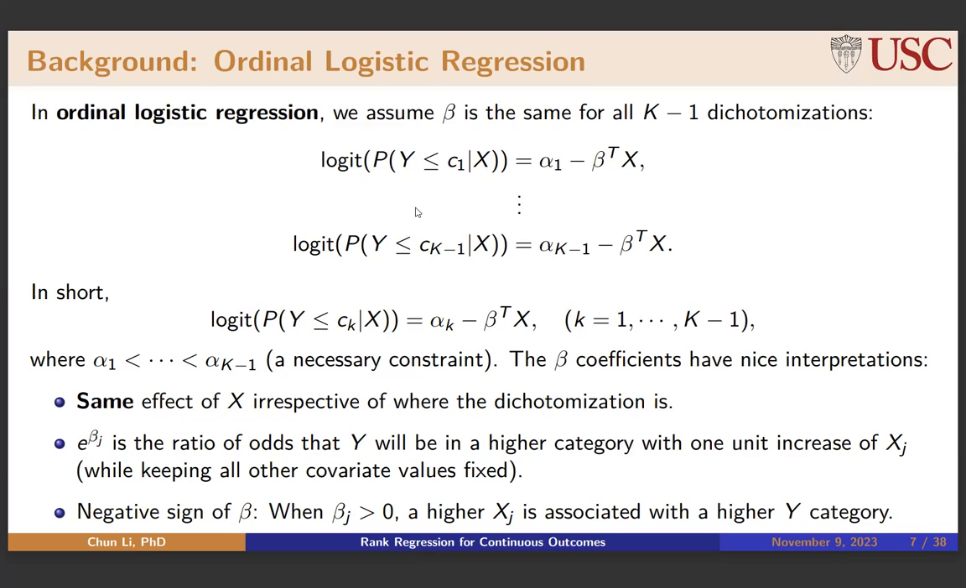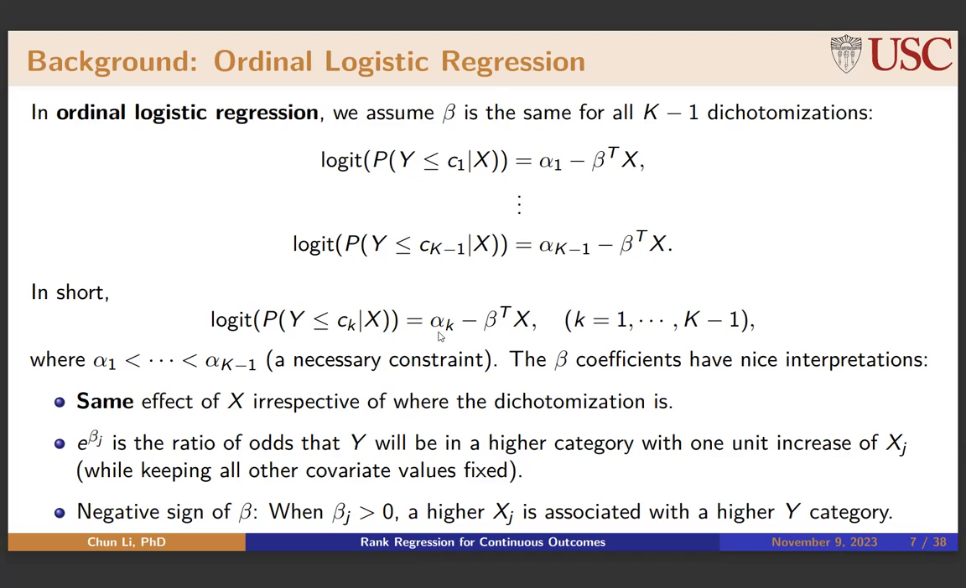So this is called ordinal logistic regression. Here, we still essentially consider K-1 possible dichotomizations, but leave the beta to be the same. And in short, we can write it as a single line like this. And here, because of the constant beta, the alphas have to be monotonic increasing, because here we model the left tail of the probability. As the category increases, the probability increases. So that has to be reflected here.